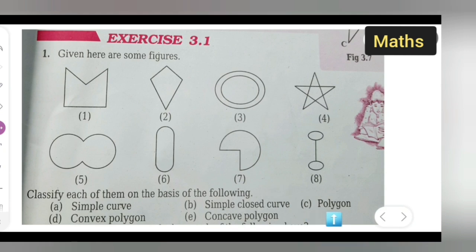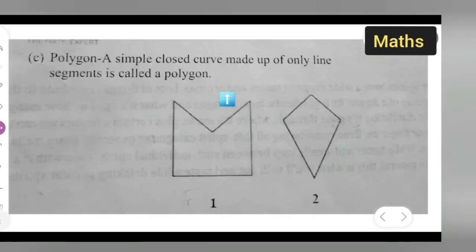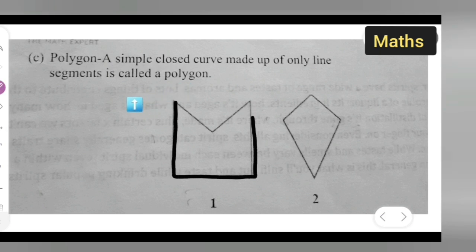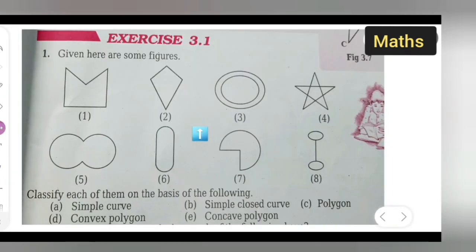Now C is polygon. Which of these is a polygon? We need to know what a polygon is first. A simple closed curve made up of only line segments is called a polygon. So figure 1 is a polygon, which is made up of line segments, and figure 2 is also made up of line segments. So figures 1 and 2 come under polygon.